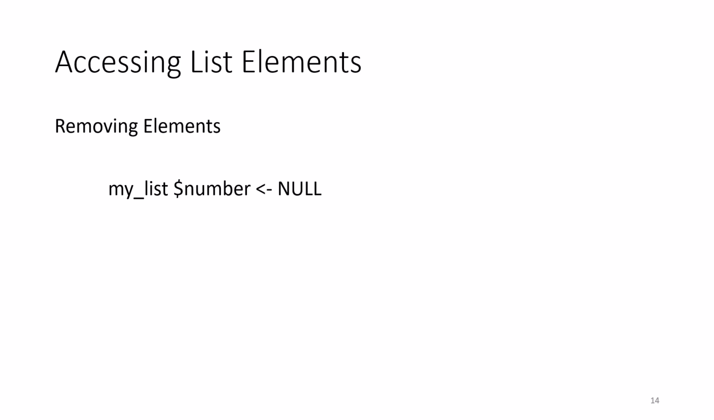We can remove elements from a list in R by assigning NULL to them. For example, my_list$number = NULL deletes the element named number from the list. After this, the list will no longer have a number entry.